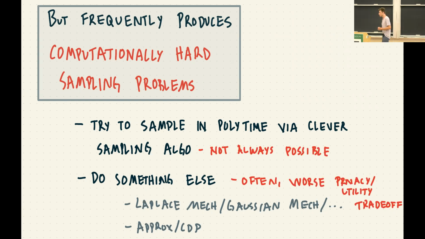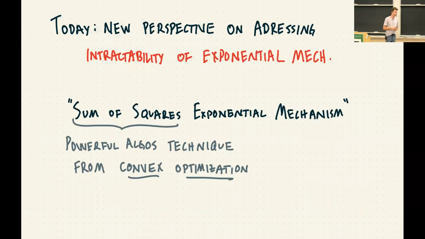So these can lead to interesting algorithms, but it doesn't always get you what you want. So today's talk is about a new perspective, or what I think is a new perspective anyway, on addressing the intractability of the exponential mechanism. We call this perspective or technique the sum of squares exponential mechanism. It's named for this sum of squares method, which is a powerful algorithm design technique coming from the area of convex optimization. And I'm going to tell you about it later in the talk.